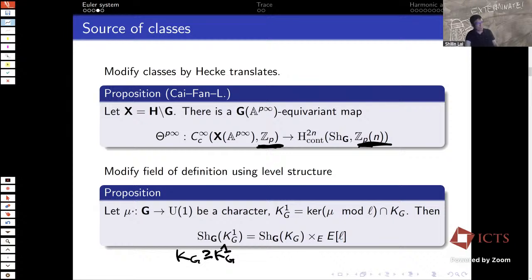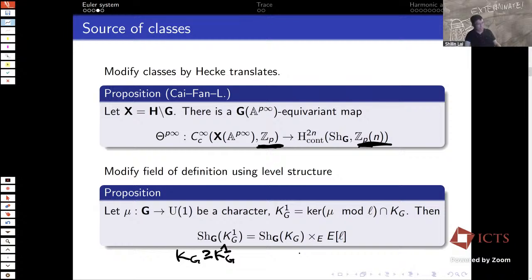More formally, if we are given a character from G, in the case I have been saying it is U1, but this can be GM. If we're given a character and we take the elements of KG where the character is 1 mod L, you get a slightly smaller level structure, and this Shimura variety is related to the original one just by a base change. I should probably say this is true for almost all L. For small L's, you might run into issues as well.